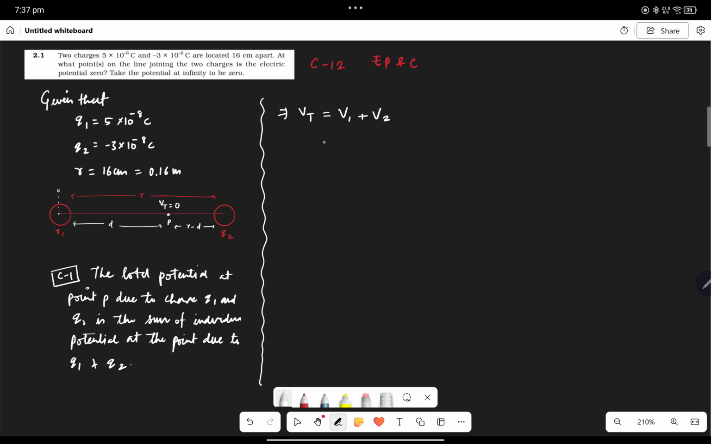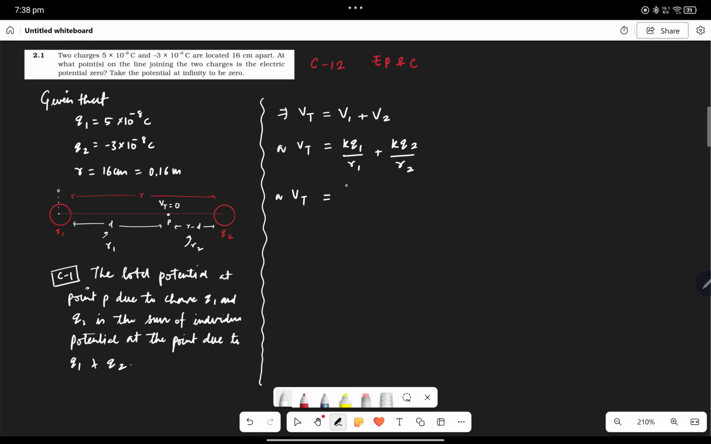Clear? Now writing that, V total takes the value of V1, that is kq1 by R1, and V2 is kq2 by R2. And don't get confused with R1 and R2. R1 is the distance between q1 and P, that is this, and R2 is the distance between q2 and P, that is this. This is R2 and this is R1. Okay, clear? Now I am going to put in the values that I have.